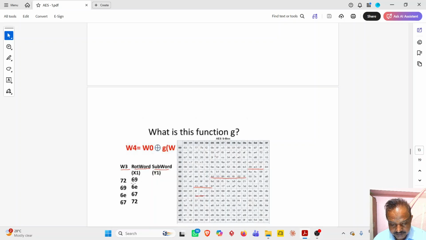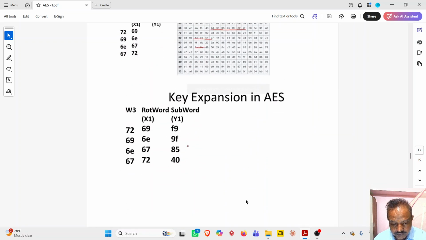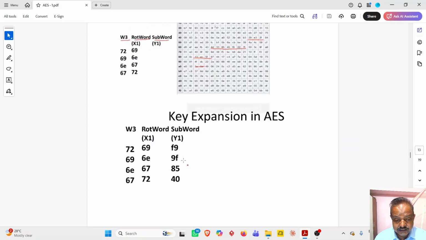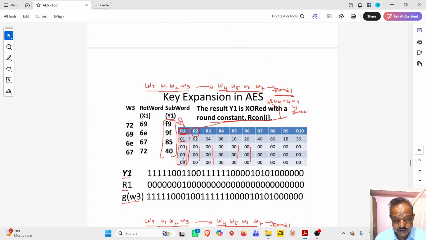For 69, it means 60. So 0, 1, 2, 3, 4, 5, 6. You can get 6 here. Okay, 4, 5, 6. So this is the row. It is for 6. Then you want 9. So 0, 1, 2, 3, 4, 5, 6, 7, 8, 9. Whatever you get here. So where the horizontal and vertical meet, we find F9. Okay. So from this S-box table, for 69 the substitute word is F9. For 6E, it is 9A. For 67, it is 85. And for 72, it is 40. Is it clear?